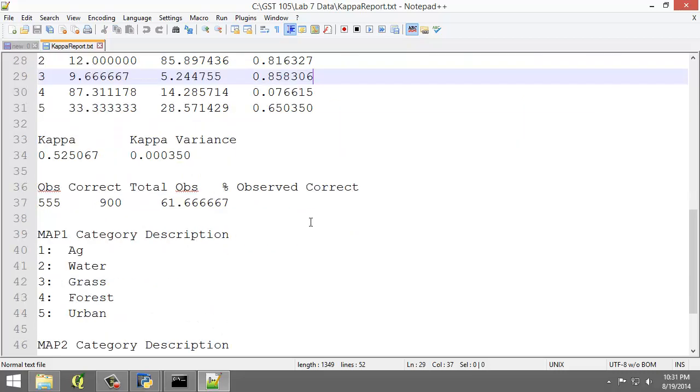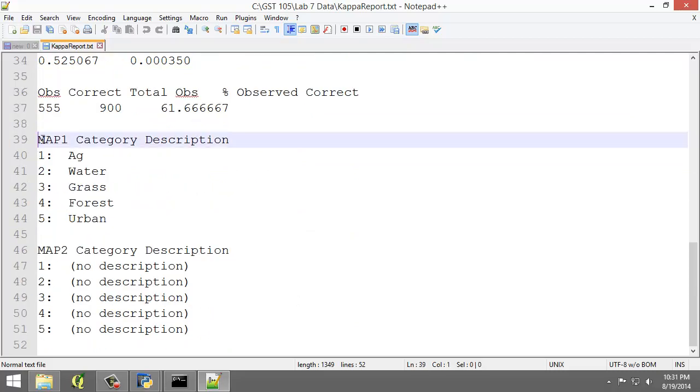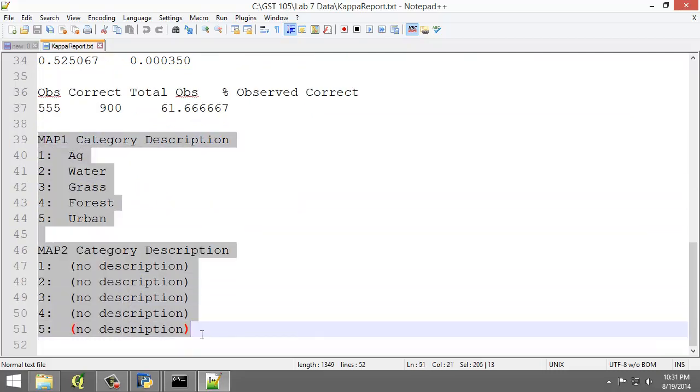The remaining section of the report, so lines 39 through 51, displays the category descriptions as provided in the raster maps.